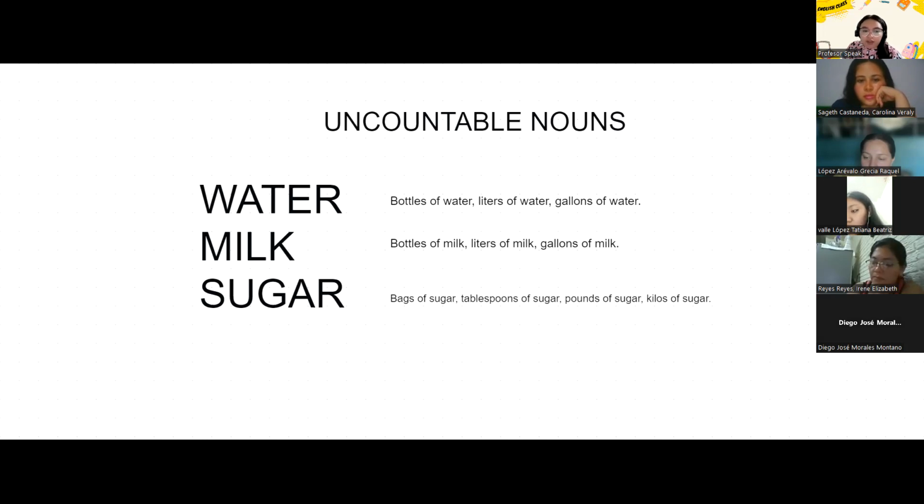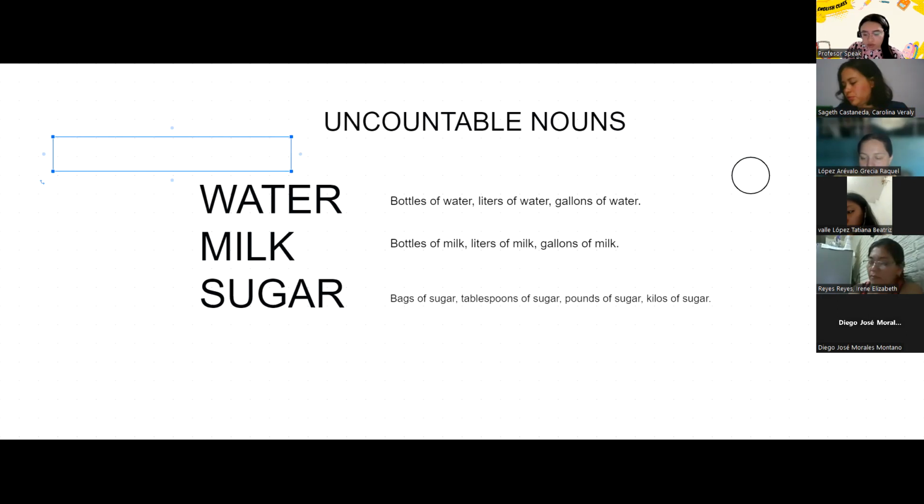Así que si yo les pregunto a ustedes, how much sugar do you want in your coffee? This question. How much sugar do you want in your coffee?